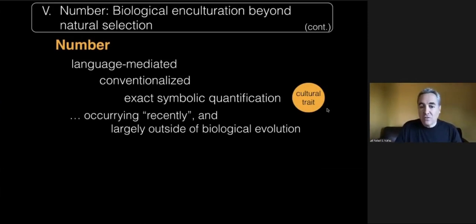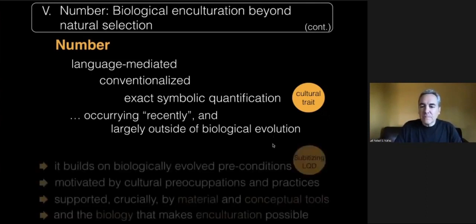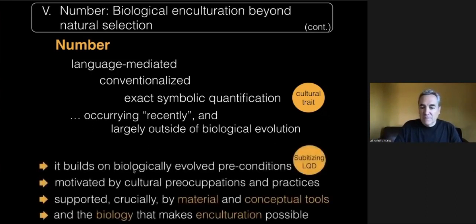Now, this may have occurred relatively recently in the history of humanity, and largely outside of biological evolution. So it builds certainly on biologically evolved preconditions like subitizing or large quantity discrimination, motivated by cultural preoccupations and practices, and supported crucially by material and conceptual tools. And of course, the biology that makes enculturation possible. Without the biology, we can't do this. So we are animals, biological organisms, but we're also cultural organisms.